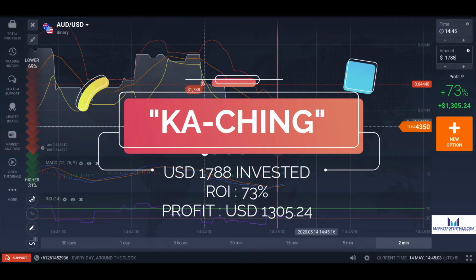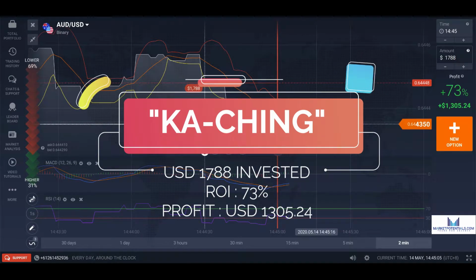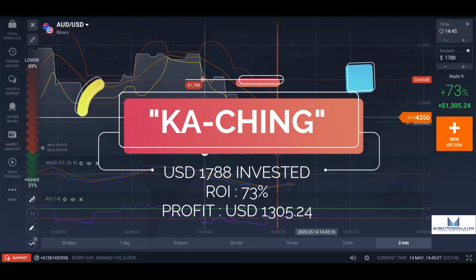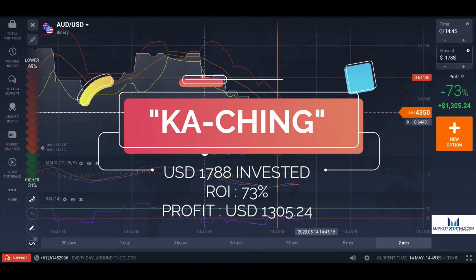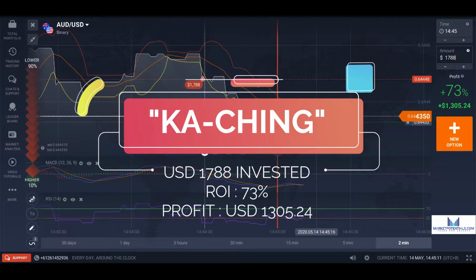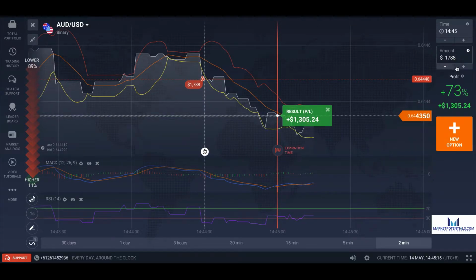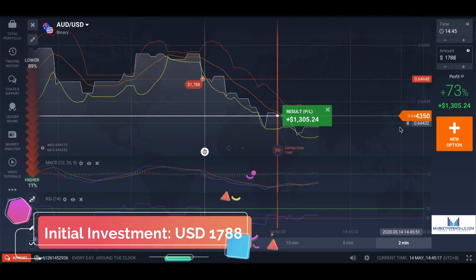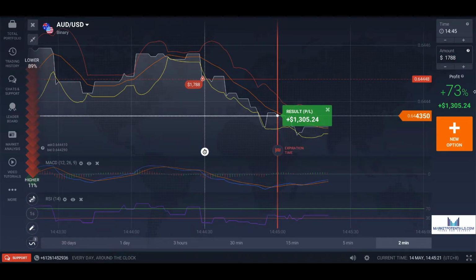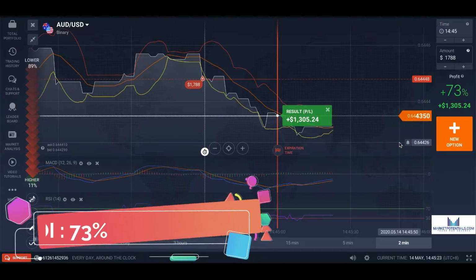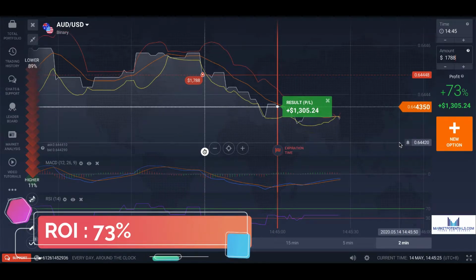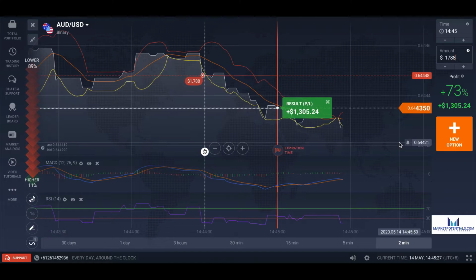That's ka-ching right in the bank, and that's $1,305.24. Again, guys, $1,305 in profit from an investment of 1788 initially, or a ROI of 73%. That's the profit that you can see here. As you can see, I just made that trade live in a couple of minutes into starting the video.